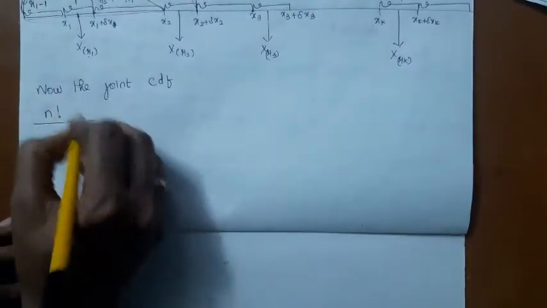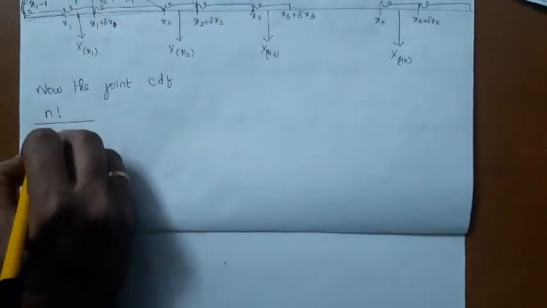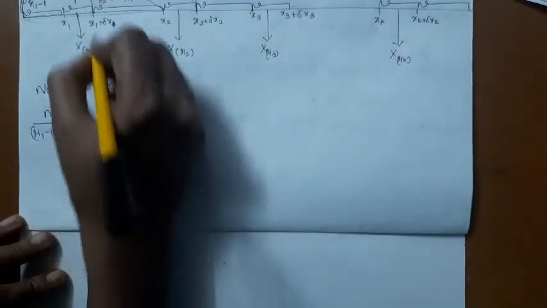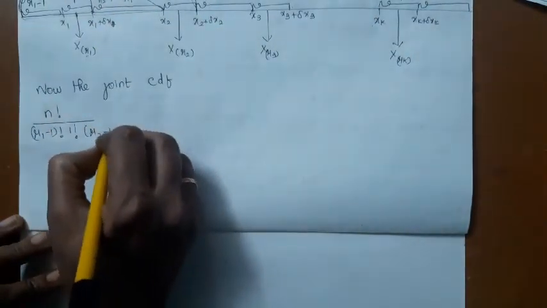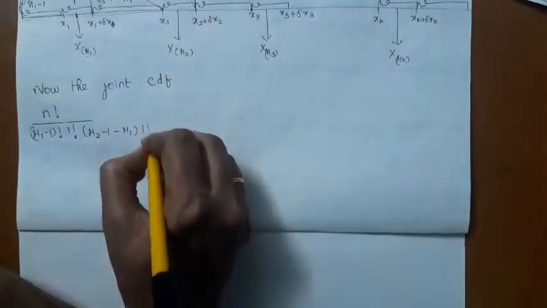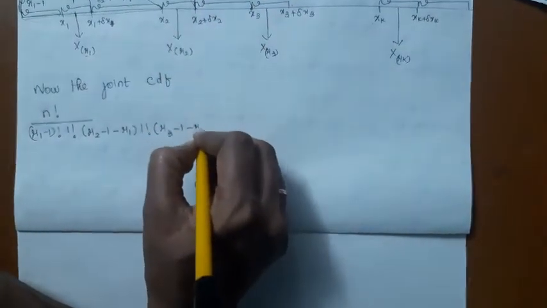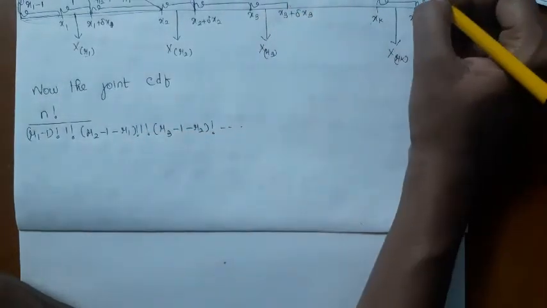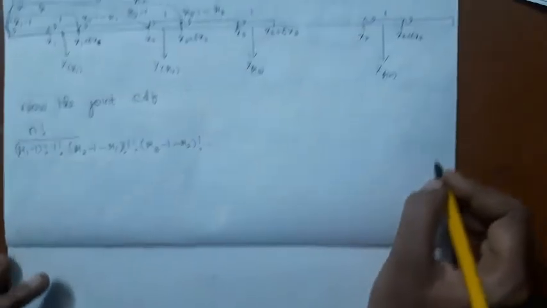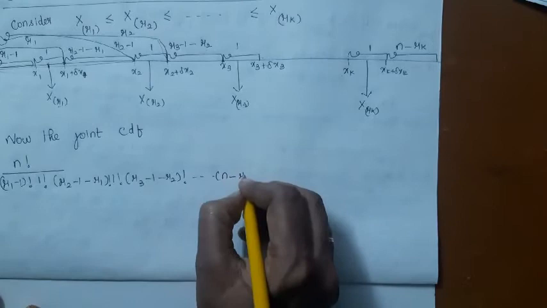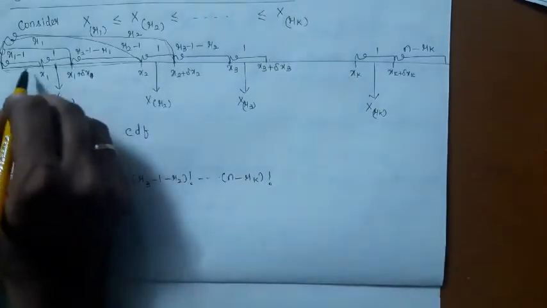N factorial divided by: in this interval, (r1 minus 1) factorial; then this interval has 1 value; and in this interval we have r2 minus 1 minus r1 values, and here we have 1 value, and here we have r3 minus 1 minus r2 values, right? It goes like this, and at the end how many values are there? N minus rk, right? N minus rk factorial. Okay, let us come to this.